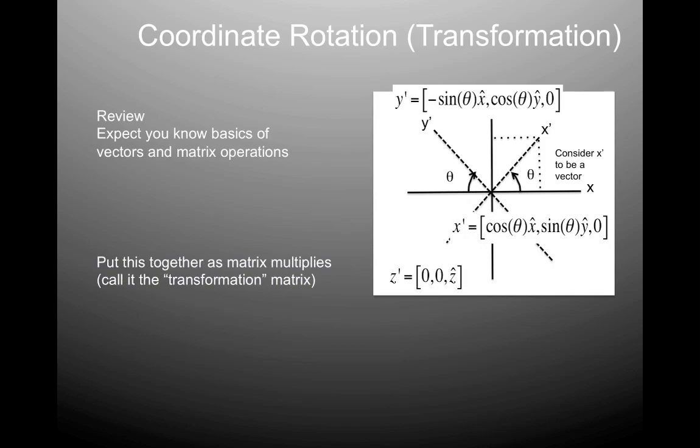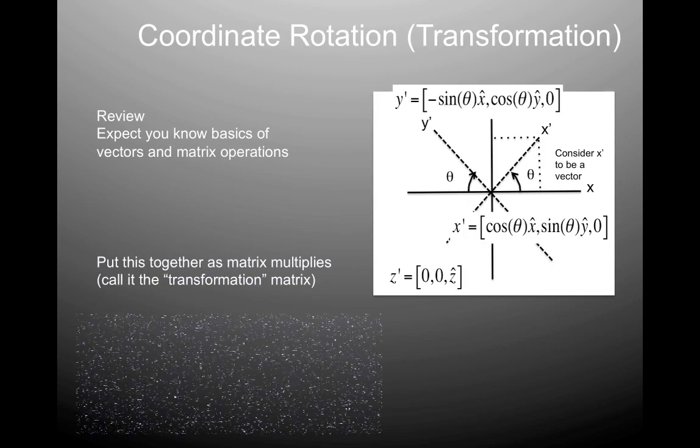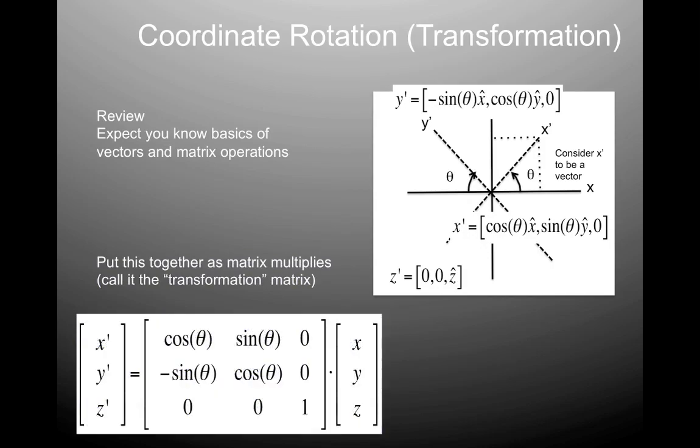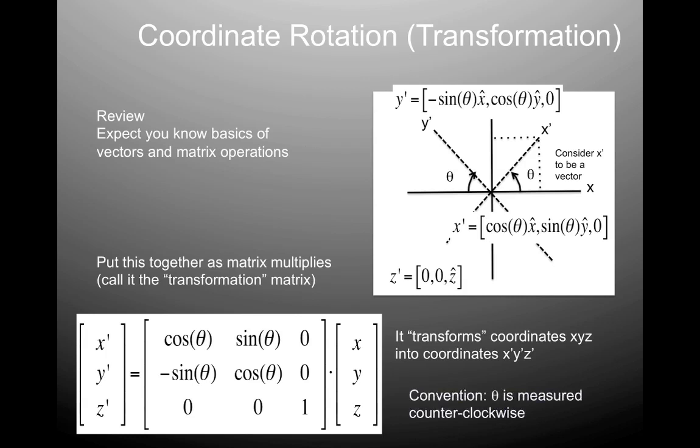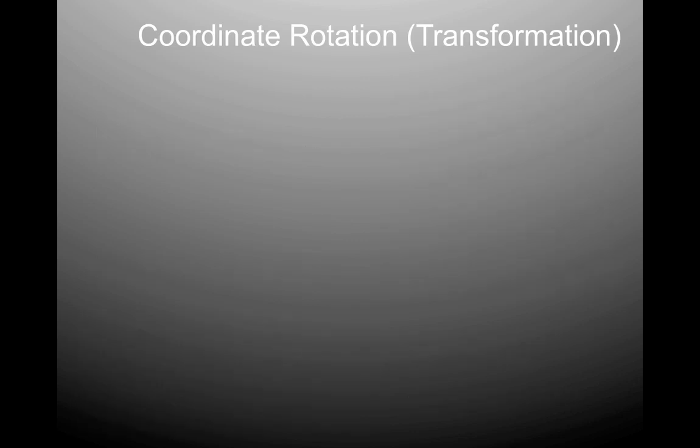Putting this all together, we can write it as a matrix operation where the primed coordinates are equal to a matrix times the unprimed coordinates. This matrix transforms coordinates x, y, z into the primed coordinates x-prime, y-prime, z-prime. And I'll just remind you that the convention is that the angle theta is measured in a counterclockwise direction.